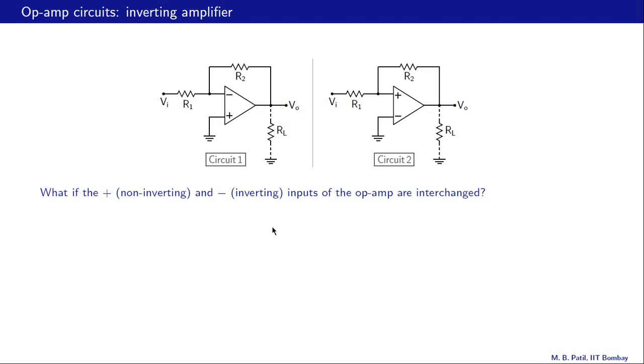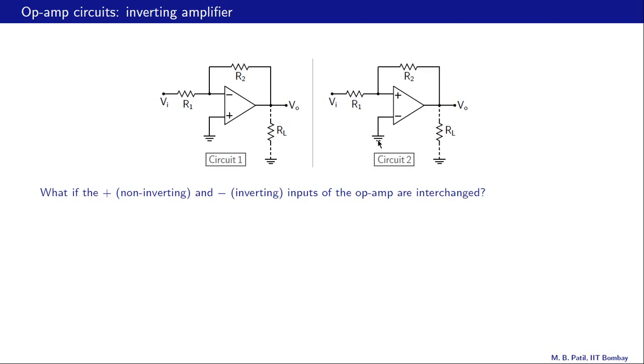Let us now address a very important question: what if the non-inverting and inverting inputs of the op amp are interchanged? This is our inverting amplifier. The non-inverting input here is going to ground. What will happen if we interchange this plus and minus to get this circuit? So this circuit is the same as the first circuit, except here the inverting input is going to ground.